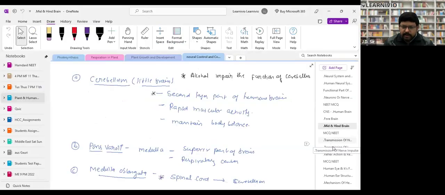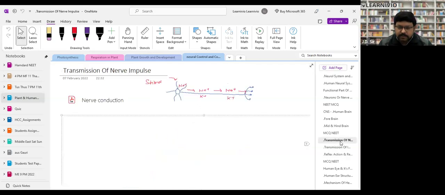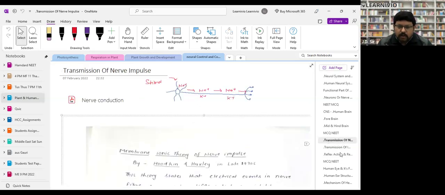Now the second thing, which is reflex action. It is there in your NCERT. I am following your NCERT sequence, and there is the transmission of nerve impulse. First, we'll study the transmission of nerve impulse. So, how does the transmission of nerve impulse take place? Right. Look, try to understand.